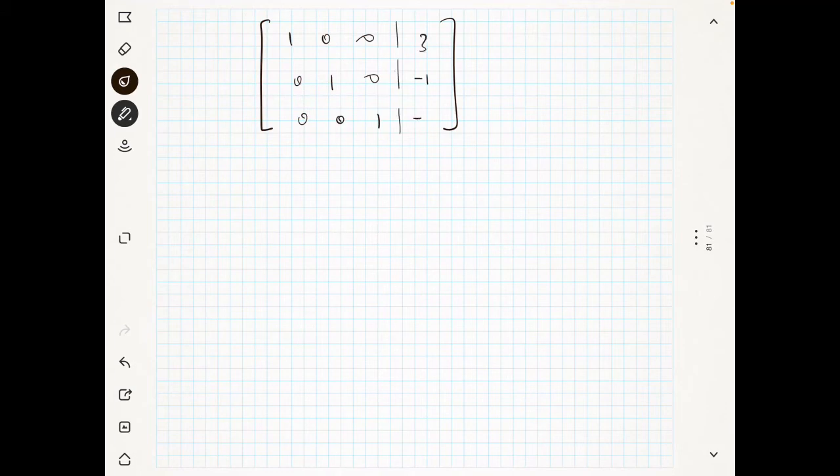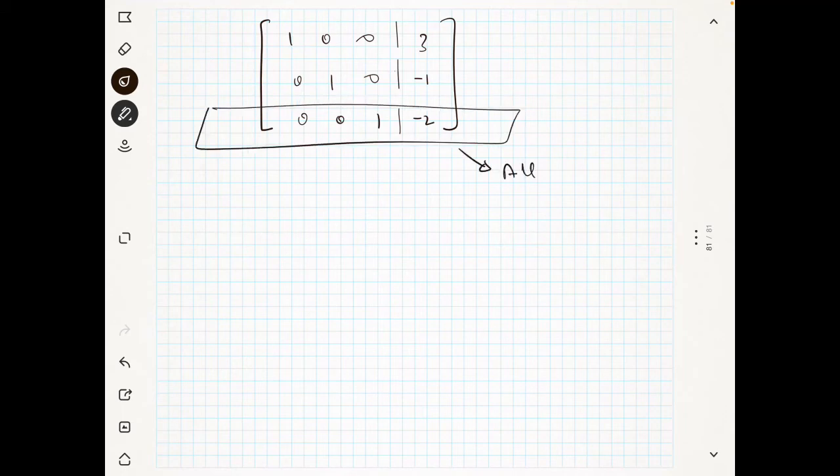You see here in the row echelon form that we have used in the Gauss-Jordan method, you are getting 1 0 0, 0 1 0, 0 0 1, and this is 3, minus 1 and minus 2, and this is not all 0. That's why. If it is all 0, it will be linearly dependent only.